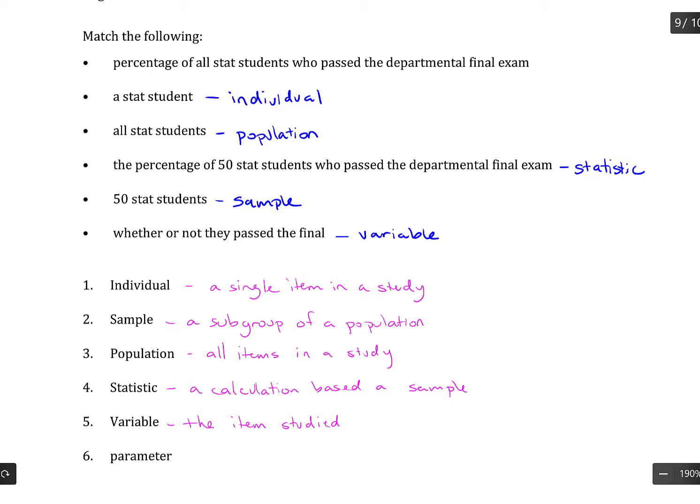And last, a parameter is, we can think of it as a calculation based on a population. But mostly, because we don't have the population to work with, we really think of a parameter in terms of taking a statistic and generalizing that statistic to the entire population. So if we generalize the percentage of 50 stat students to the entire population, to all stat students that is, that's the parameter in question.